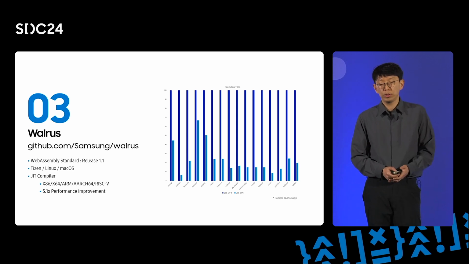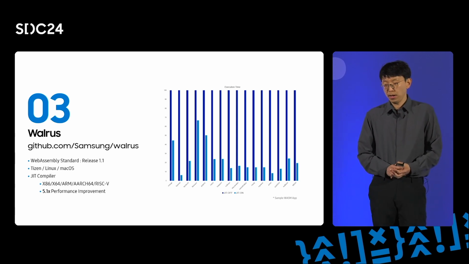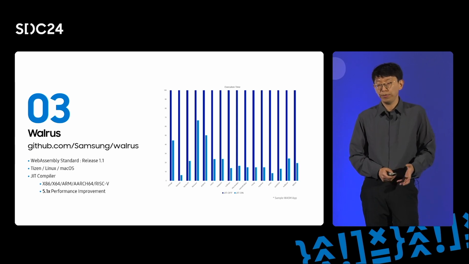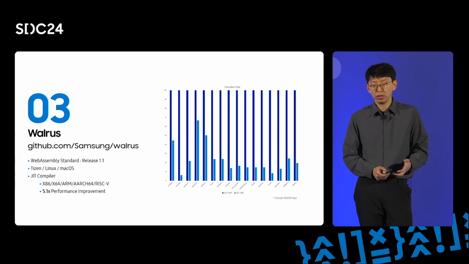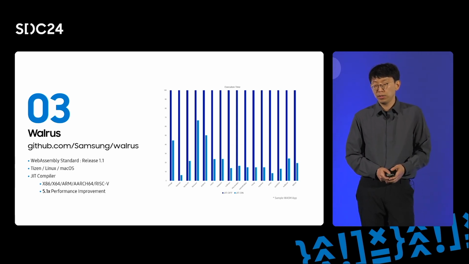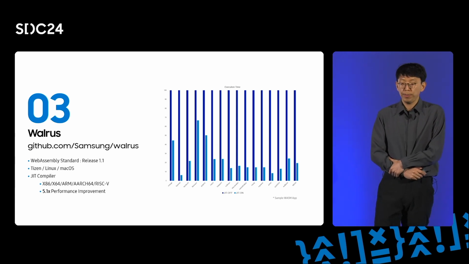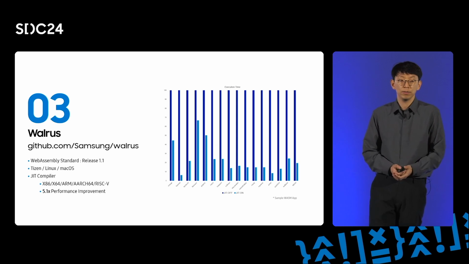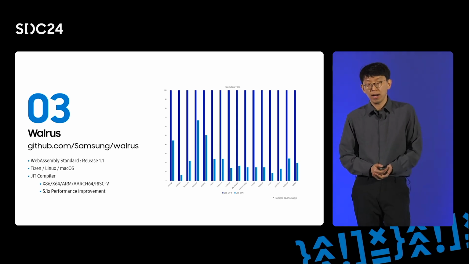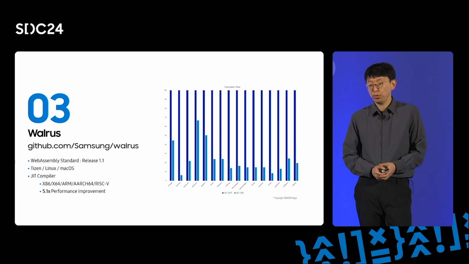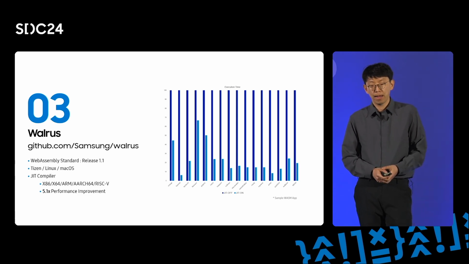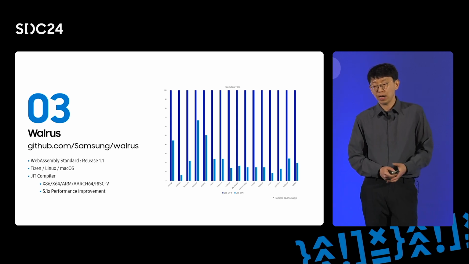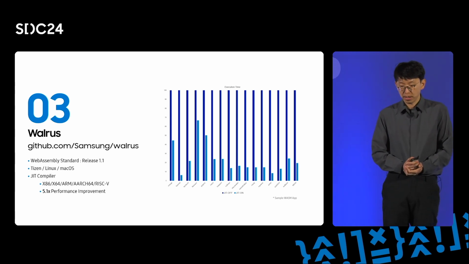It currently supports WebAssembly version 1.1 and is continuously evolving with new features. And since WebAssembly is often used to handle heavy workloads in web environments, performance is critical. To address this, we have implemented a just-in-time compiler in Walrus. The JIT compiler translates WebAssembly code into machine code at runtime, significantly boosting the overall performance. Our JIT compiler supports various architectures such as x86, ARM, and RISC-V.